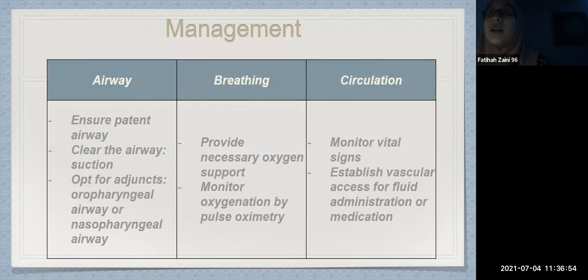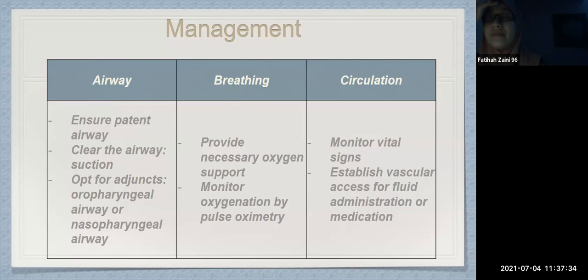Right, in terms of management, we need to know that the management is most of the time conservative and supportive to the patient. So if the patient presents with acute breathlessness, what we have to do is to secure the ABC: airway, breathing, and circulation. For the airway, make sure that the patient has a patent airway. If we suspect that there is any obstruction due to fluid or anything, we have to clear the airway by using suction, and then we can opt for adjuncts such as an oropharyngeal airway or nasopharyngeal airway if the patient presents with severe hypoxemia.